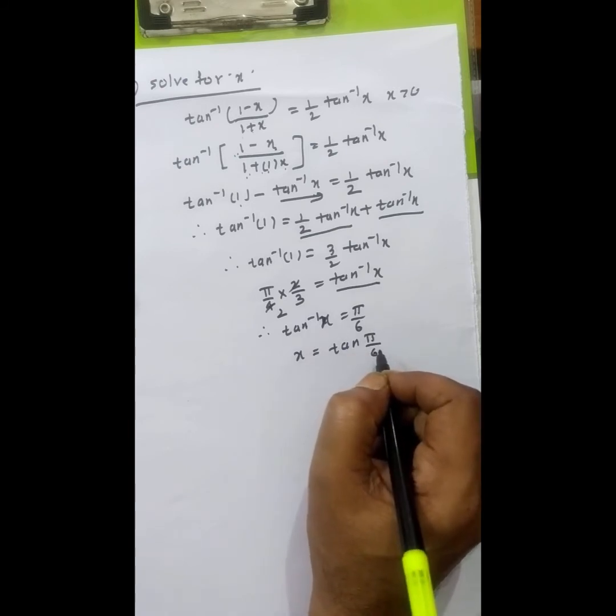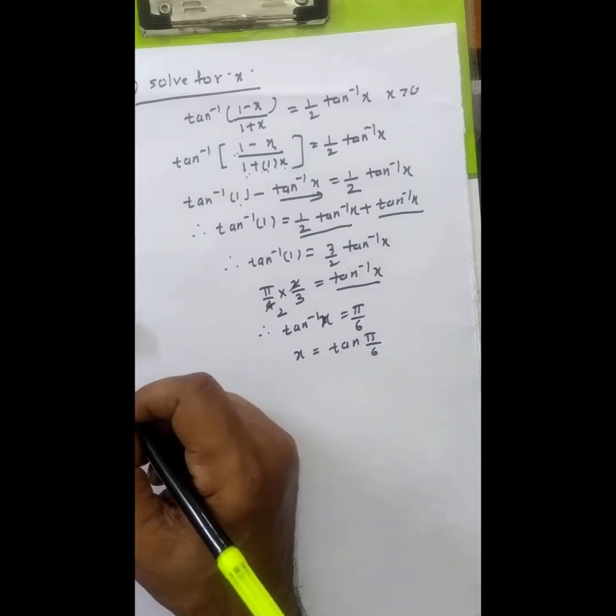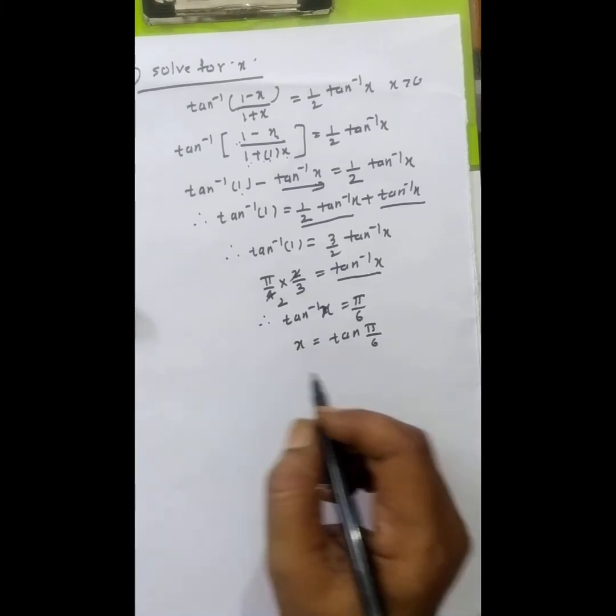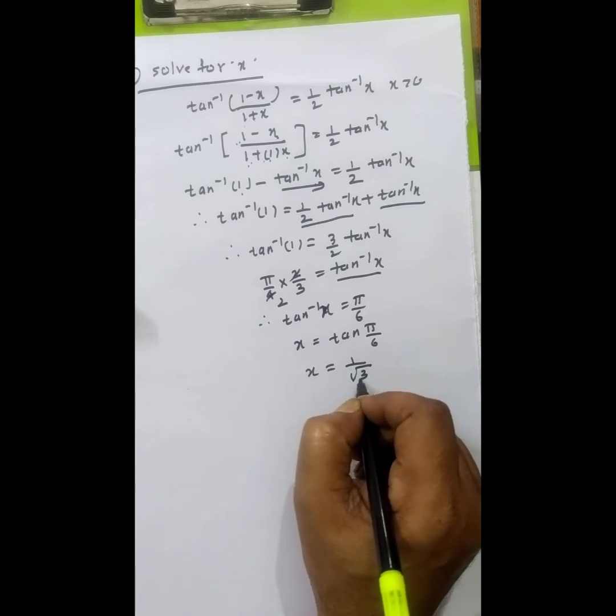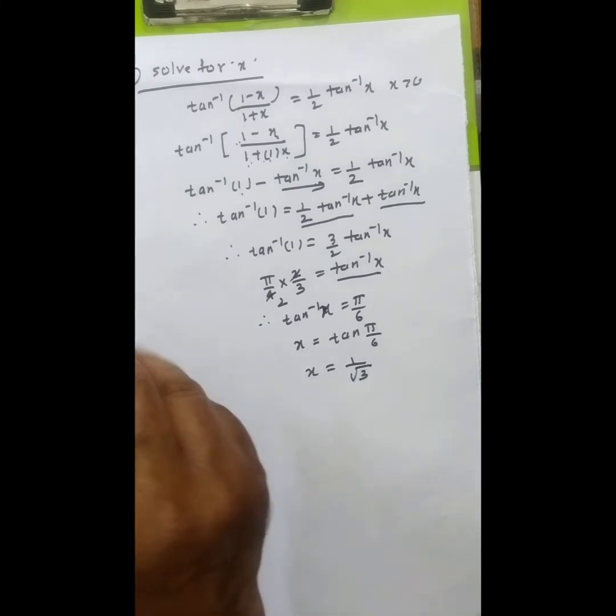Tan pi by 6 is tan 30. Tan 30 is sin 30 upon cos 30. That is 1 by 2 divided by root 3 by 2. Therefore x is equal to 1 by root 3. So this is the value of x.